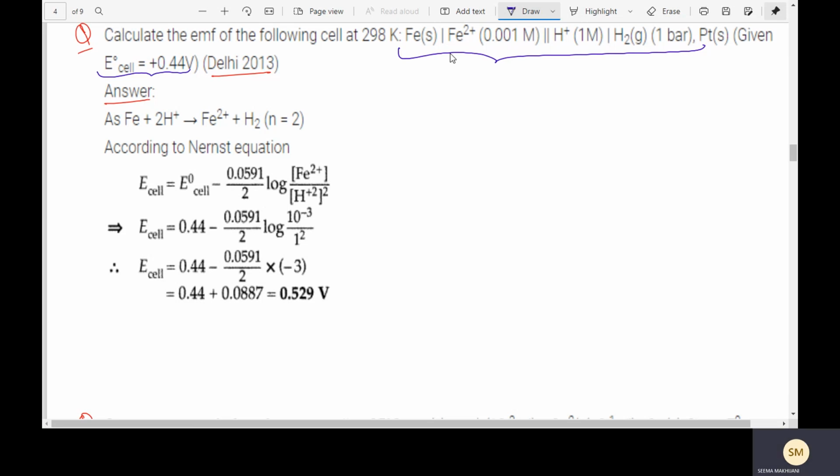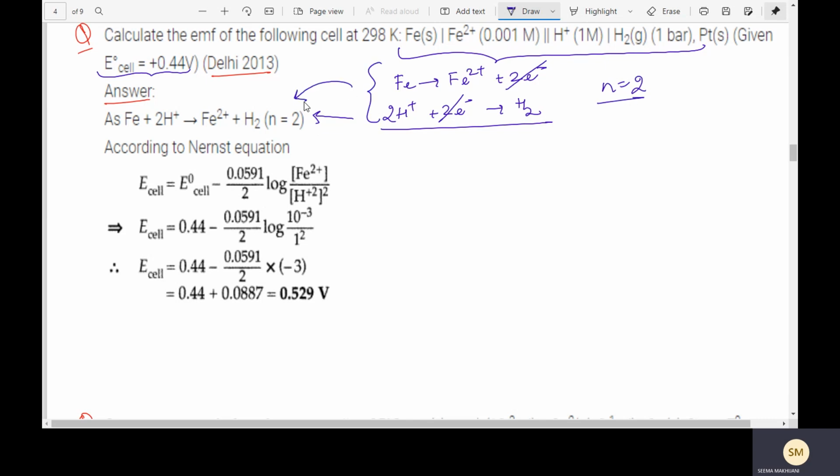Now, from this reaction, normally I advise that please write the reaction at the anode. Write the reaction at the cathode. Then write the net reaction, which comes out to be this. And since you are cancelling 2 electrons, your n value comes out to be this. This is how the net reaction is derived from the given galvanic cell.